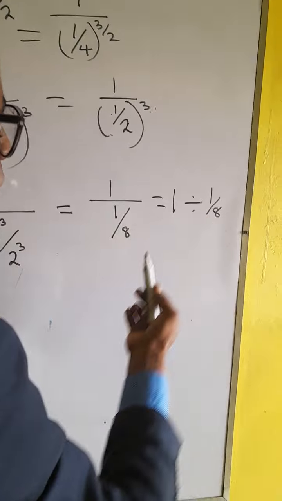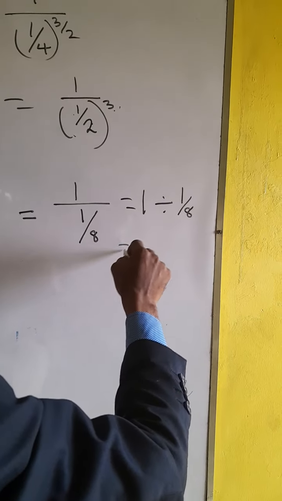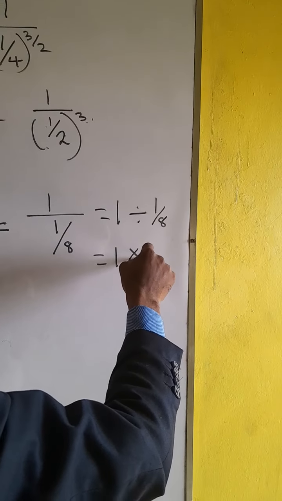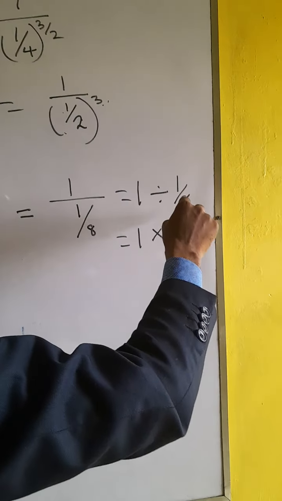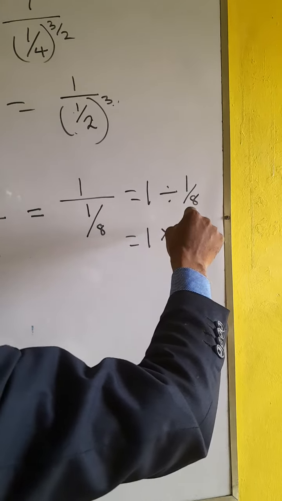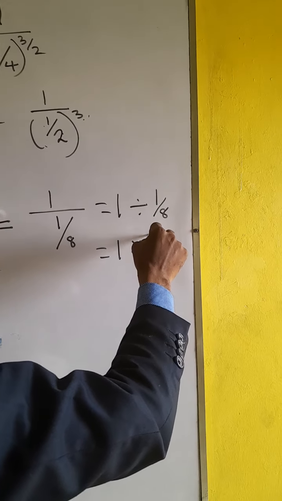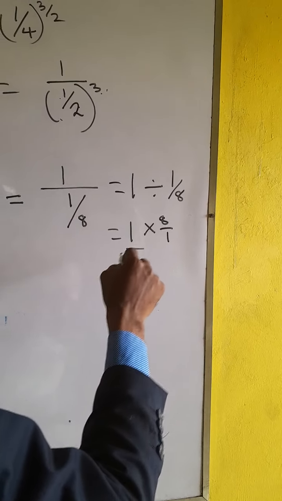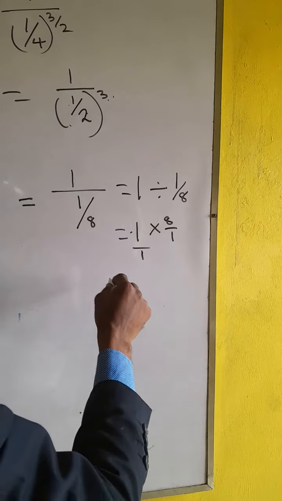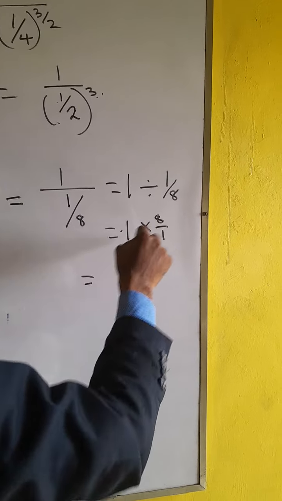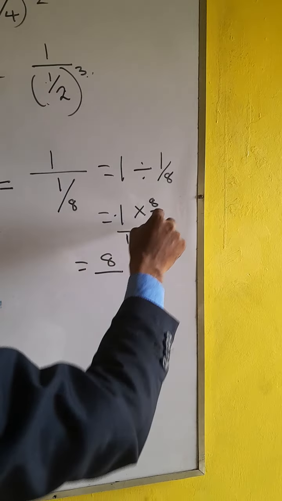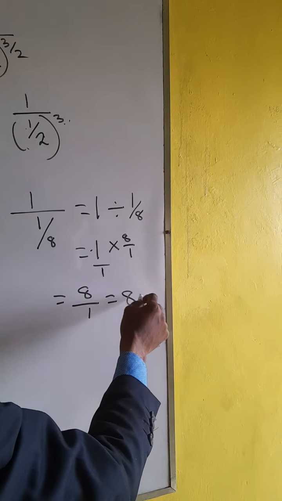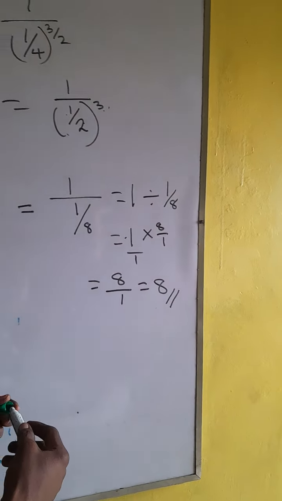Now, I can change this to multiplication. Here, I'll have it to be 1 times, if you want to change to multiplication, the numerator comes to denominator and denominator comes to numerator. So we have it to be 8 divided by 1. So you can still put it as all over 1. 1 times 8 will give us 8. 1 times 1 will give us 1. 8 divided by 1 will still give us 8. That is the answer.